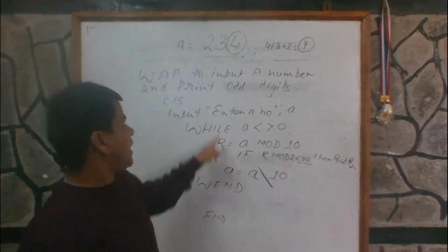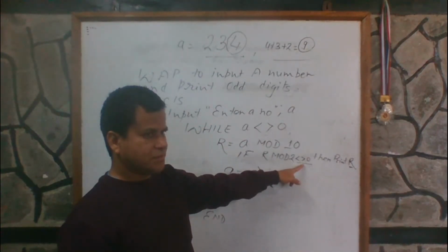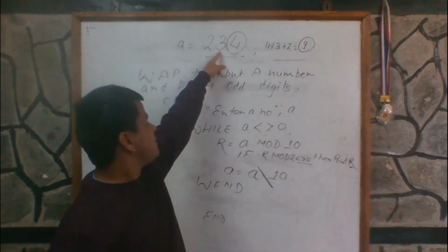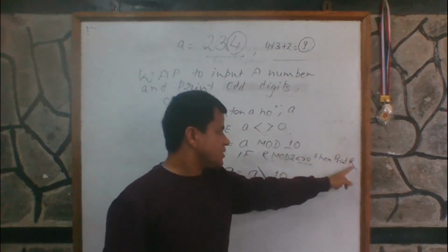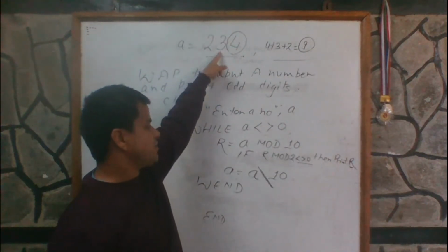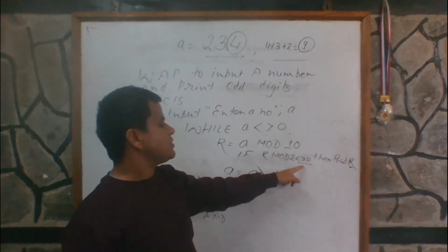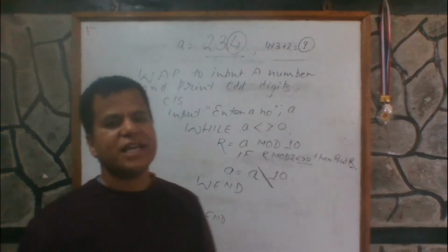First of all, the value of r is 4. 4 mod 2 is not equal to 0? False. The next remainder is 3. 3 mod 2 is not equal to 0? The condition is true. Condition true, then r is printed. That means 3 is printed. Now the next value of r is 2. 2 mod 2 is not equal to 0? False. And this r is not printed. So only 3 we can get over here.